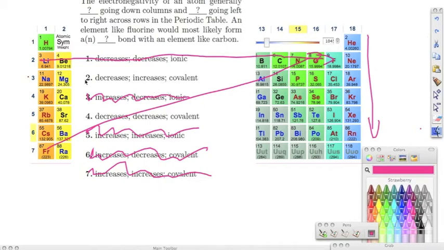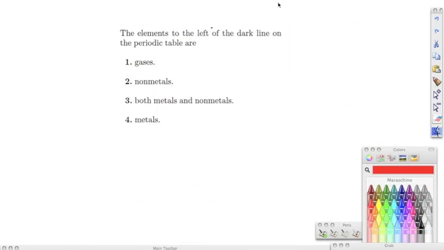Okay, so we're down to this one right here, and we know that an element like fluorine will most likely form a covalent bond. We know that it's going to be covalent because it's a non-metal forming a bond with carbon, so it's going to be a covalent bond. All right, guys, moving on from here to the next question. It says the elements to the left of the dark line on the periodic table are, and the correct answer should be metals.